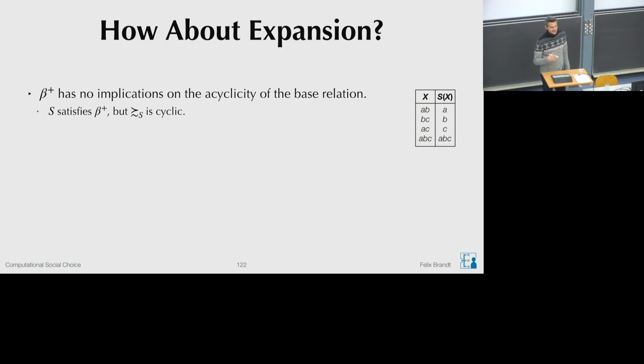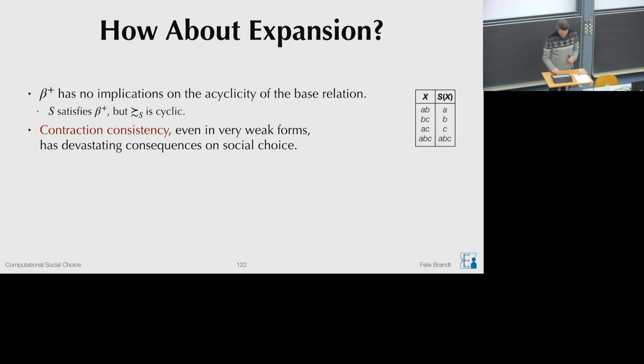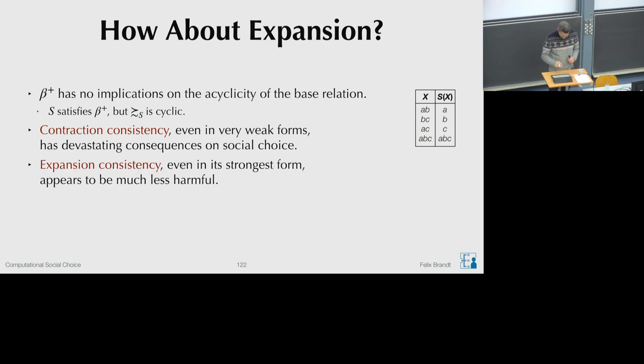So whenever we have a function that returns many alternatives, for instance the trivial function that always returns all alternatives, it satisfies beta plus, so it satisfies the strongest expansion consistency you could think of. Therefore, at least this simple example shows that beta plus itself is not problematic. So we can have functions that satisfy beta plus. And the top cycle function that we are studying in the rest of today's lecture is a function that satisfies beta plus, and it is a bit better than the trivial function that always returns everything.